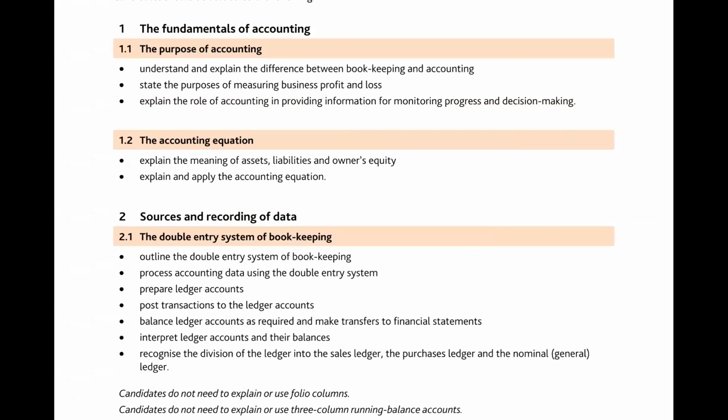Okay. To further the conversation under the fundamentals of accounting, we will look at the purpose of accounting. Here you will understand and explain the difference between bookkeeping and accounting. You will state the purpose of measuring business profit and loss. You will even explain the role of accounting in providing information for monitoring progress and decision making. Right. And then you look at the accounting equation. Then you explain the meanings of assets, liabilities, and owner's equity. And we will even show you how to apply this particular equation.